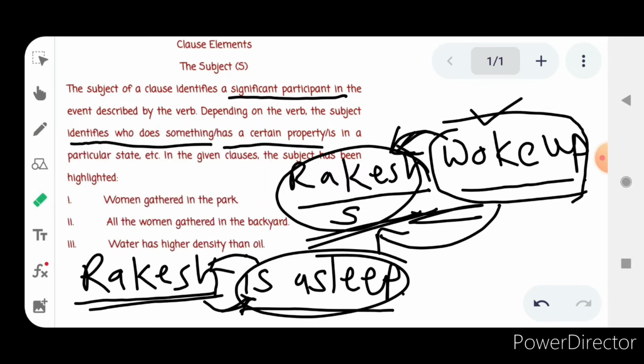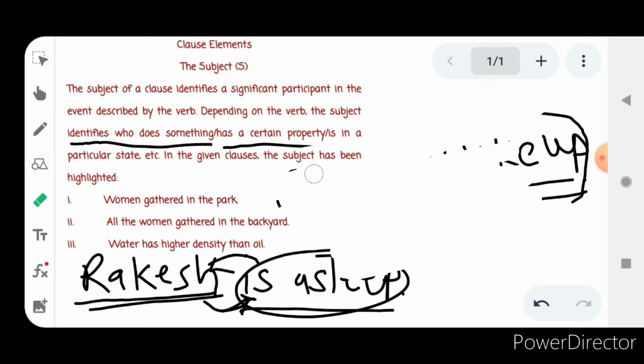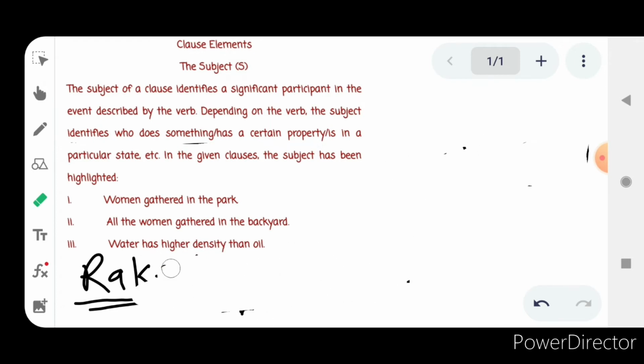There is a phrase called agreement between subject and verb. There is a very close relation, which means they are interdependent. What kind of verb is there in the sentence, that kind of subject should be there. That is called an agreement between subject and verb. That's not the part of the discussion of this present topic. Okay.